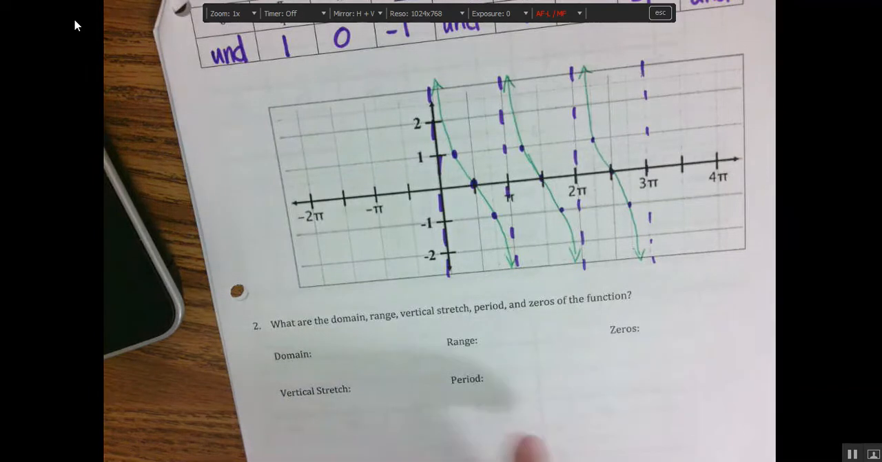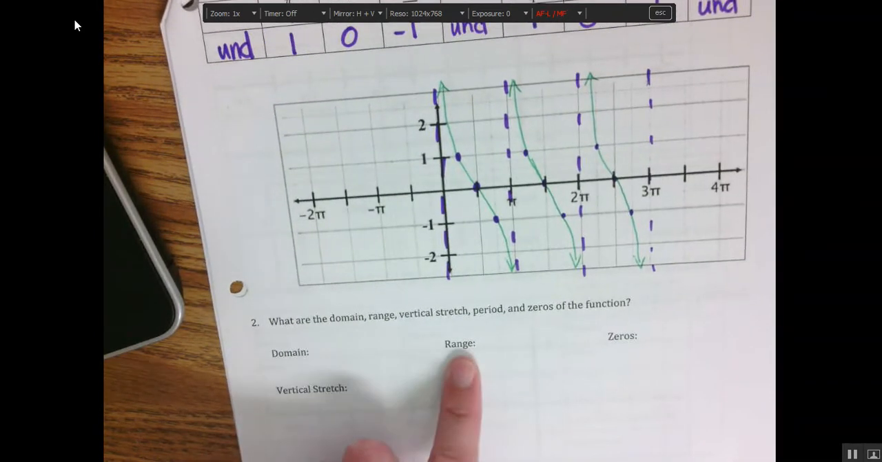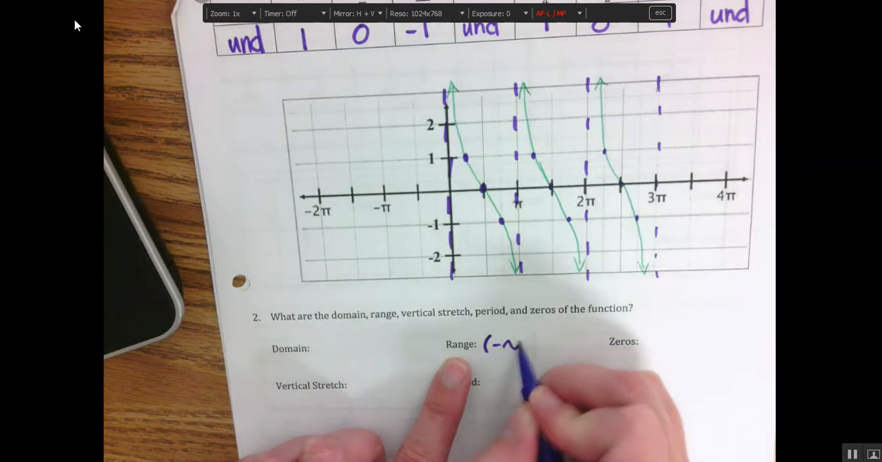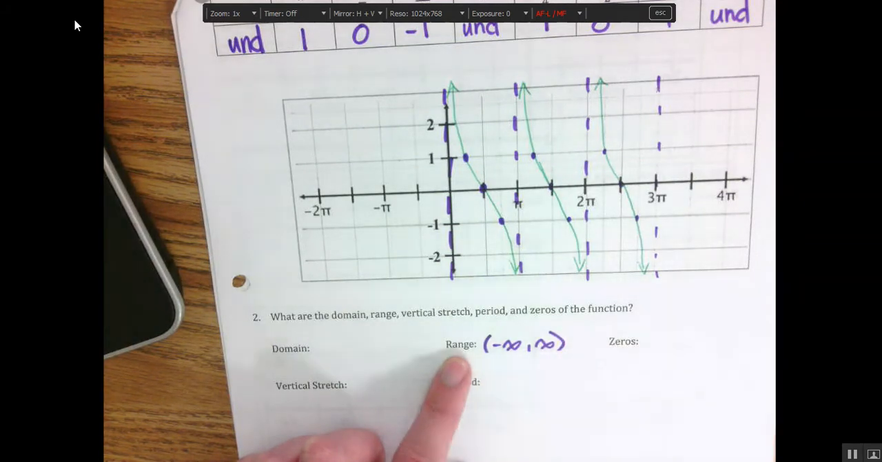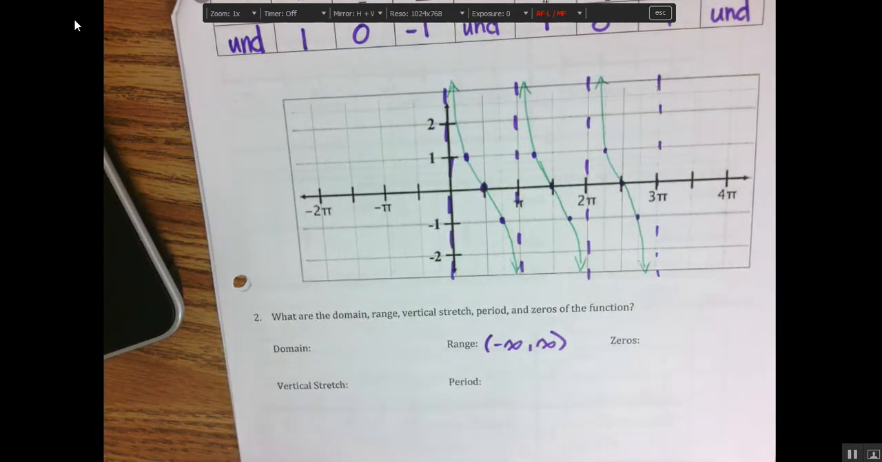All right. I'm going to do domain last because that's the trickiest one. Let's start with range. Raise your hand if you think you have the range. I see 1 hand, 2 hands, 3 hands, 4 hands, 5 hands, 6 hands, 7 hands. Very good. All right, Emma, what'd you get? All right, how's that sound, guys? Is that good? Yep. Negative infinity to positive infinity.